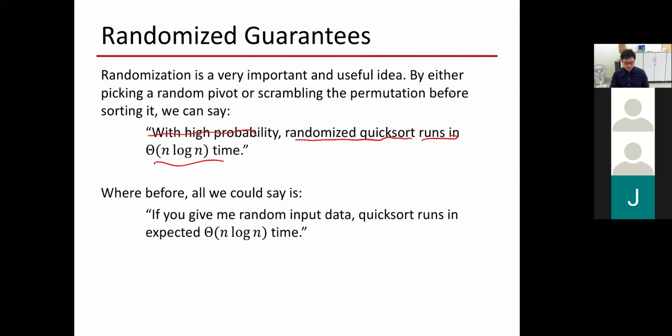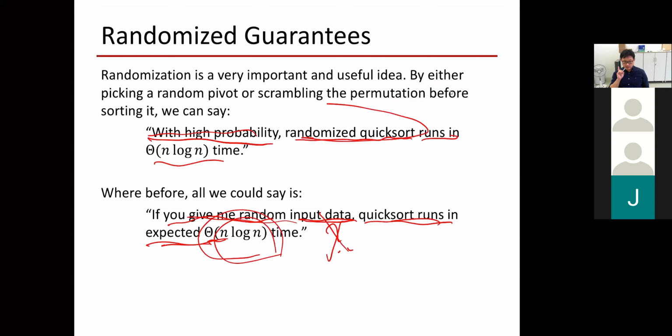Before, we said that if you give me random input data, then quicksort runs in n log n. Then your enemy said, I'm never going to give you a random set. I'm going to give you the intended set, right? So rather than that, we can say with high probability, because my quicksort is randomized, it runs in n log n.